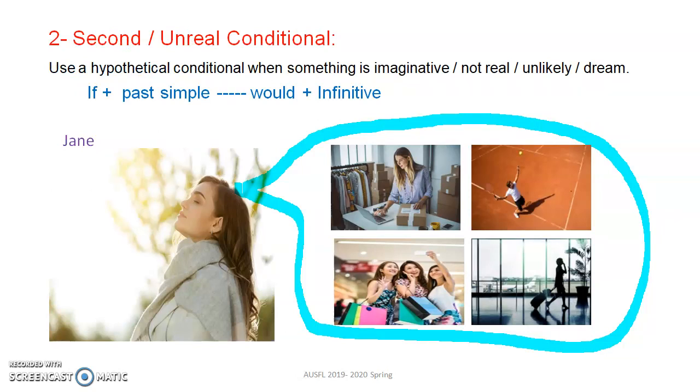Next, let's go with the second, unreal conditional. It is used when something is imaginative, not real, unlikely, or a dream. This time, we use if with simple past, and in the result clause we have to use would plus the infinitive form of the verb.